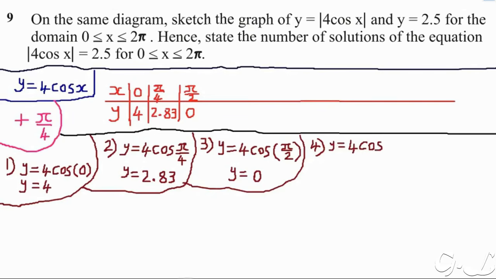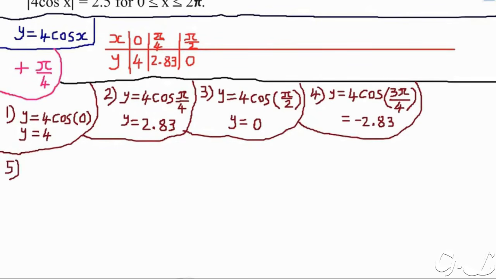So y equals 4 cos 3 pi over 4, and then it will be negative 2.83. Let's now go to number 5. y equals 4 cos. When you add 3 pi over 4 plus pi over 4, it will give you pi. It will just simply be pi.